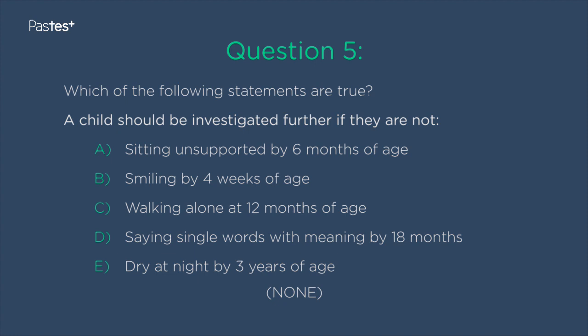Children are usually expected to be dry by day at the age of 2 years and dry by night at the age of 3 years. However, 10% of 5-year-olds and 5% of 10-year-olds will still wet at night. So the answers to this question are: A is false, B is false, C is false, D is false, and E is also false.